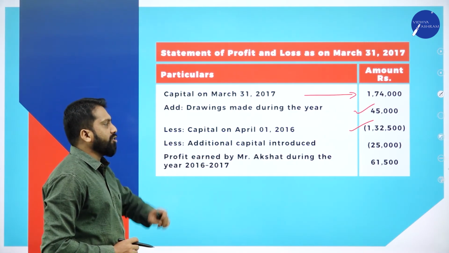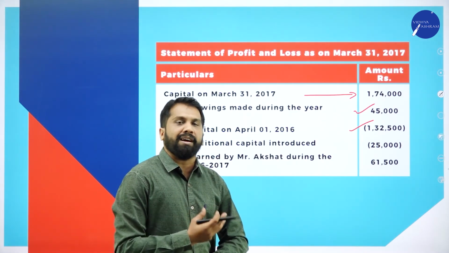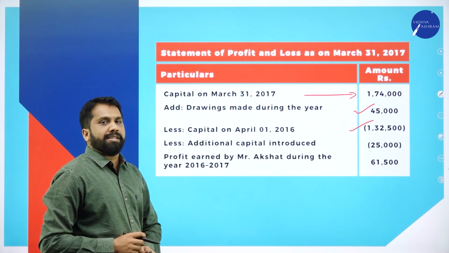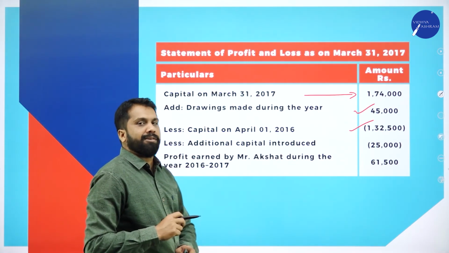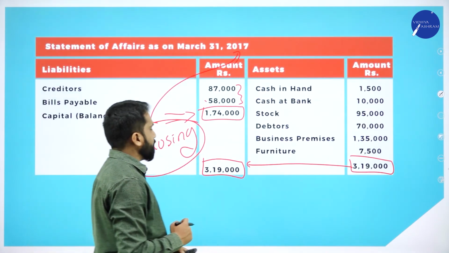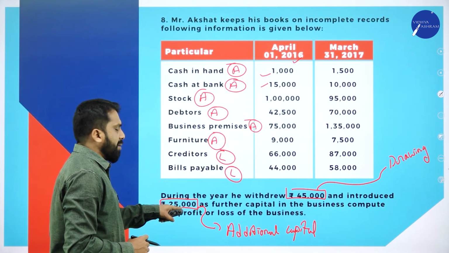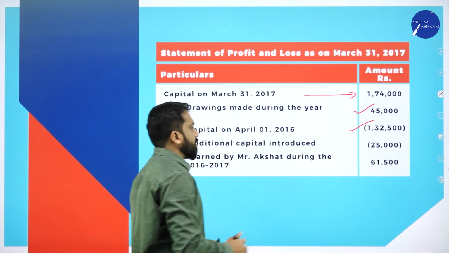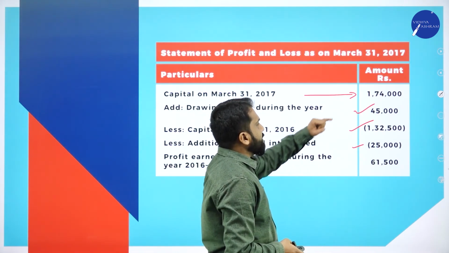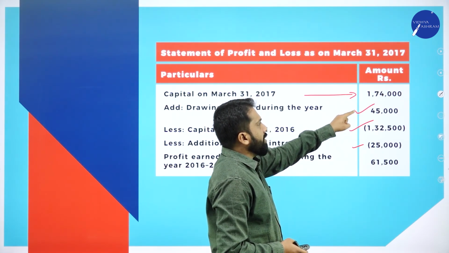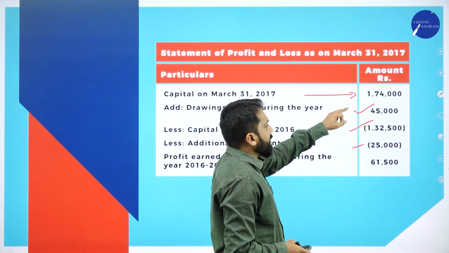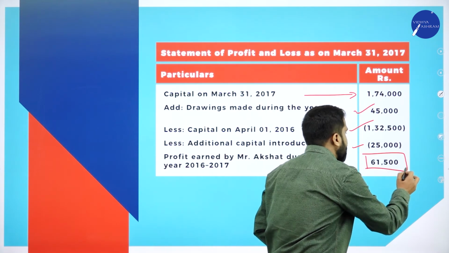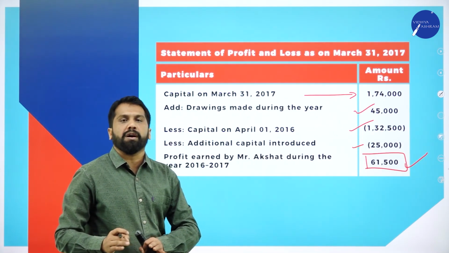Next, we'll go for additional capital introduced. What is your additional capital introduced? In this, you have 25,000 as additional capital. Where did you get this 25,000? I'll go back to your question. See, additional capital, they have invested 25,000. Now, 1,74,000 plus 45, it will be 2,19,000. 2,19,000 minus 1,32,500 minus 25,000, your final answer will be 61,500. Hope you are clear.